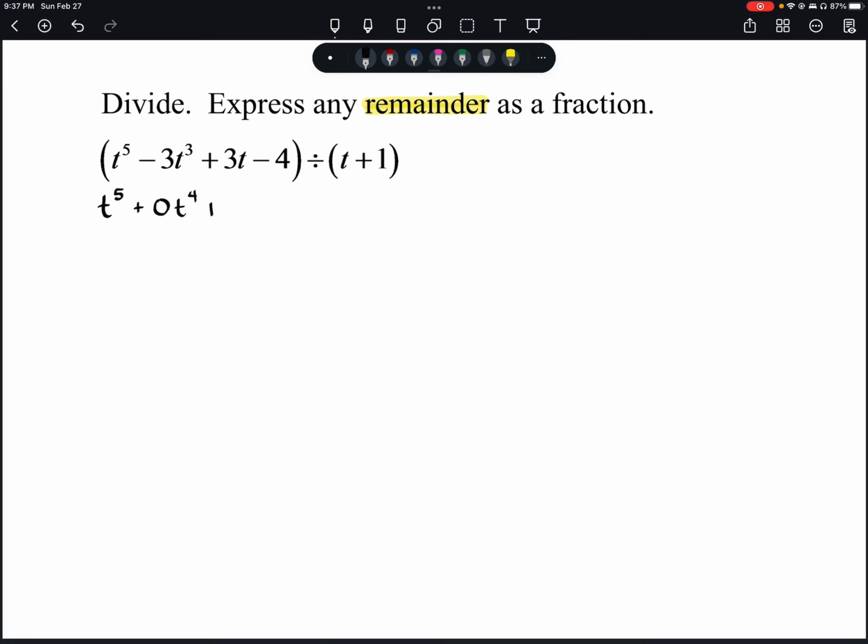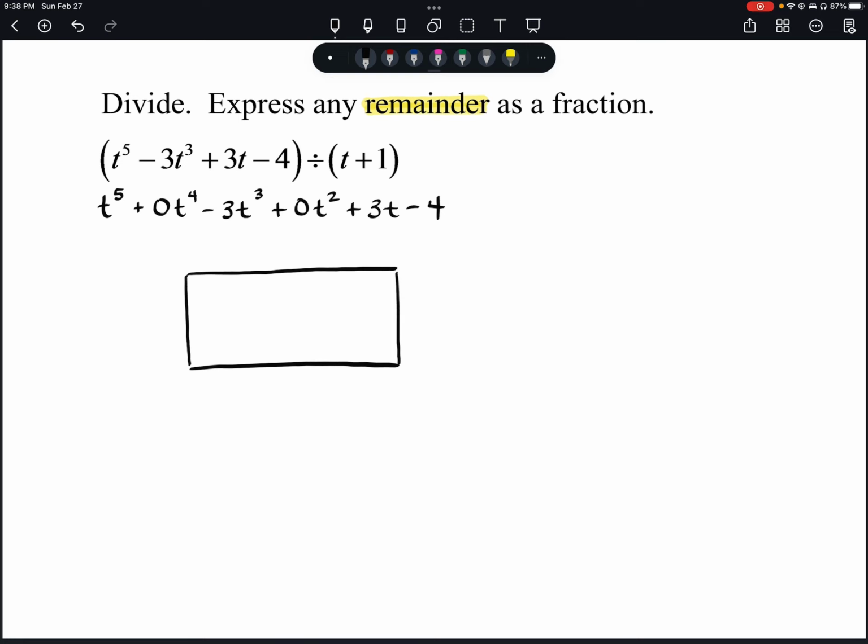And then we have minus 3t to the 3rd. We have no t squareds. We have plus 3t minus 4. Okay, so we're going to be dividing that. That's what's going to be going inside of our rectangle. So if we set up our generic rectangle, again, our dividend is going to go out on the left side. We have a t plus 1. And then the question always is, how many boxes do I need to make here? Or how many columns do I need to have in my generic rectangle?